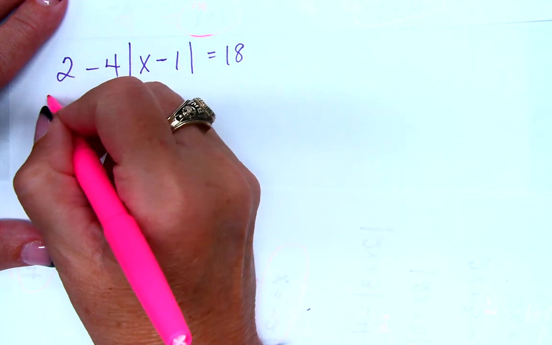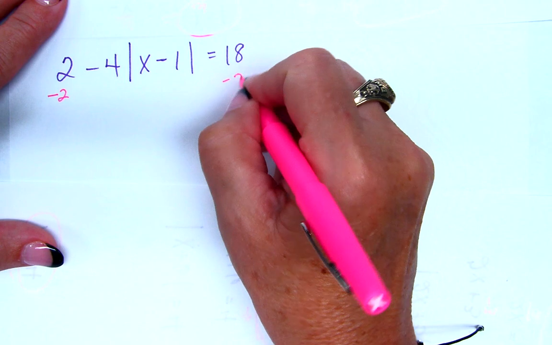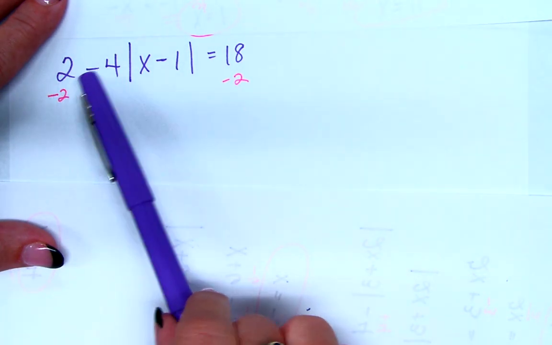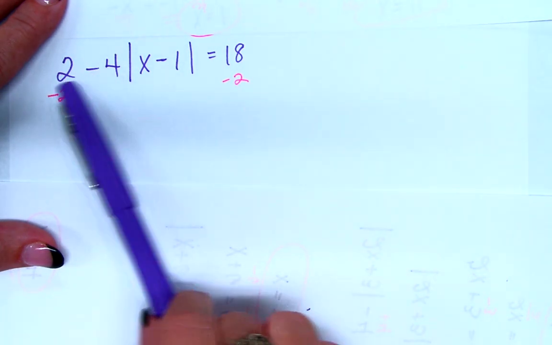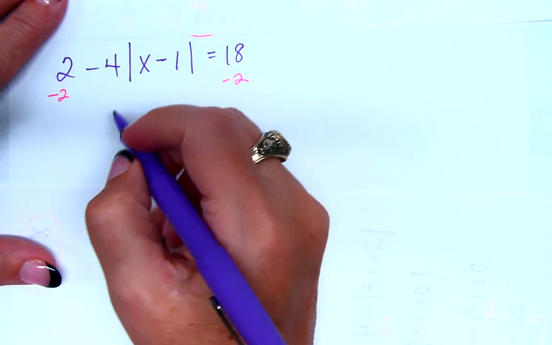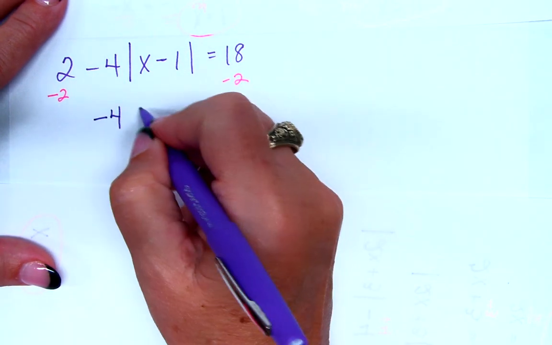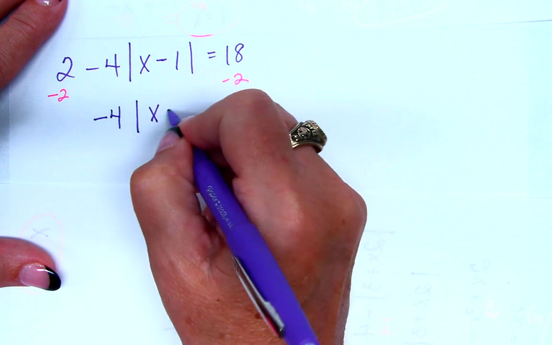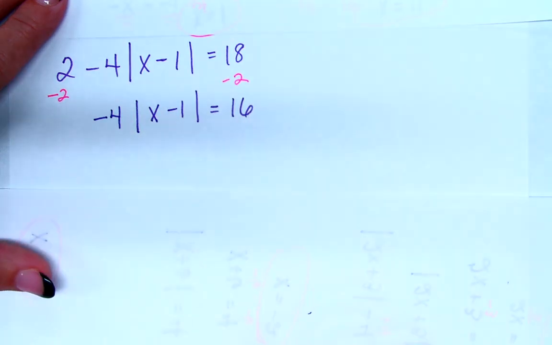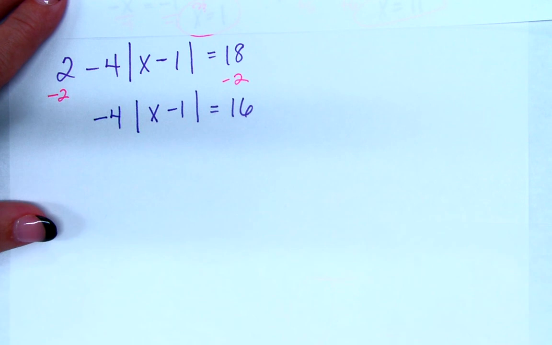Subtract 2. So if I subtract 2 from both sides, those of you who wanted to combine the 2 and the 4 first, do you understand why we can't do that? Yes. Okay, thank you. So what I'm left with then is -4, absolute value of x minus 1 equals 16. Now what? Divide by -4.